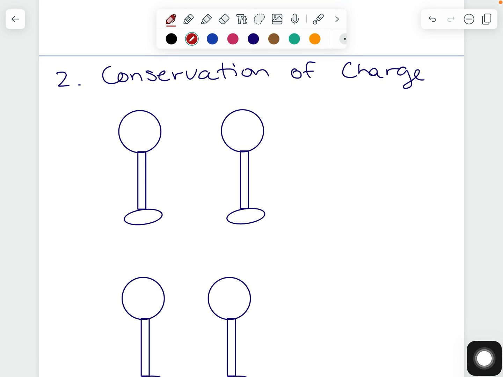All right, so we're gonna go ahead and do conservation of charge. And this one sounds harder than it is. Conservation of charge is just going to talk about how if we have a positive 3 microcoulombs over here and we have a negative 1 microcoulomb here.